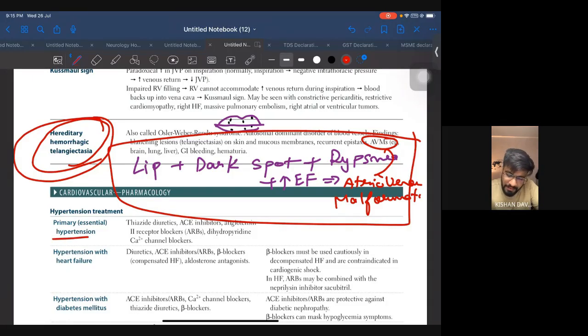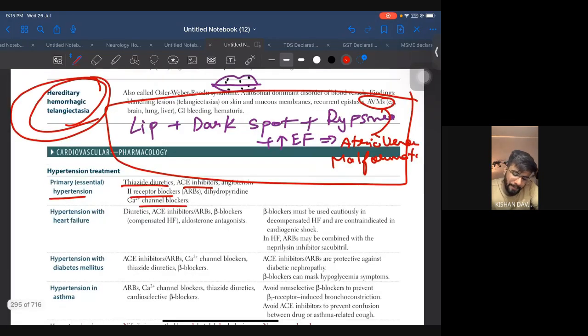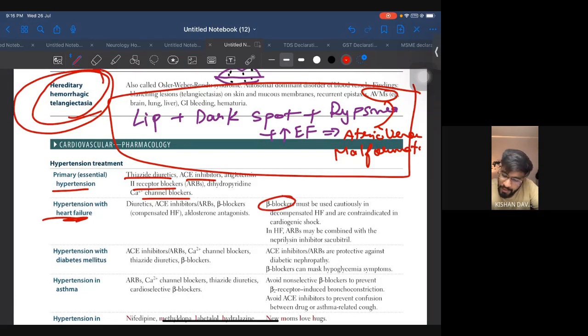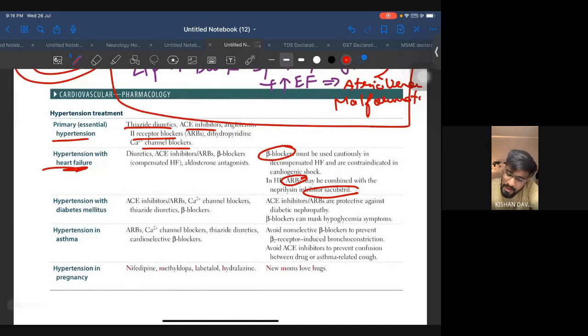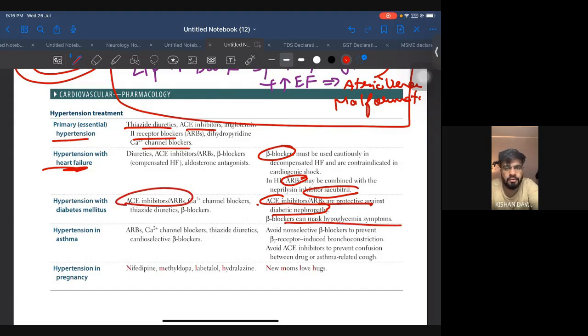Primary hypertension: thiazide, ACE inhibitors, ARBs, everything we can give for primary hypertension. Coming to hypertension with heart failure, avoid beta blockers, and that's it. If you are giving an ARB, you should combine it with sacubitril. Coming to hypertension with diabetes mellitus, ACE inhibitors or ARBs are given. Don't give beta blockers, because they can cause hypoglycemia. Coming to hypertension in asthma, here you won't give beta blockers. Hypertension in pregnancy, these are the drugs: nifedipine, methyldopa, labetalol, hydralazine.